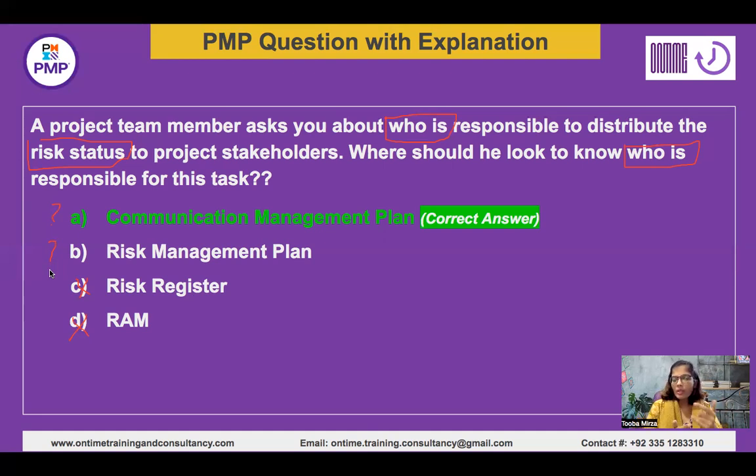And now let me talk about the risk management plan first, that why it is not a choice and why A is a choice. Because risk management plan has certain contents, like it has the methodology. It has the strategy of the risk management. It has the frequency, like how frequent this process should be going.